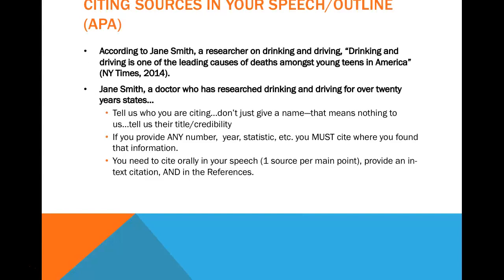All right, so we are in the discipline of communication, so that means we use APA. I'm not going to go all out with APA and make y'all do it, but something to note is in your outline, you need to use APA. So the way you're going to say it is, according to, for example, Jane Smith, a researcher on drinking and driving, and then you see NY Times for New York Times, comma, 2014. That's what's called an in-text citation. The in-text citation is author, comma, year, and it goes at the end of your sentence, with parentheses on both sides, and then your punctuation at the end of your sentence.